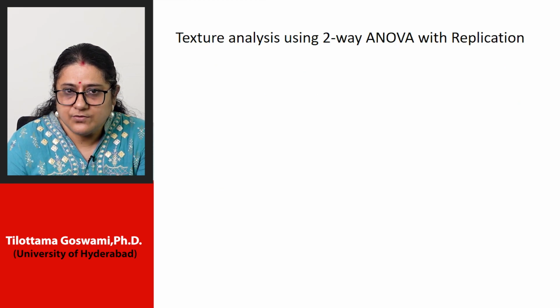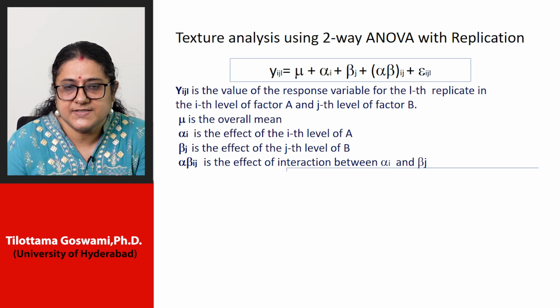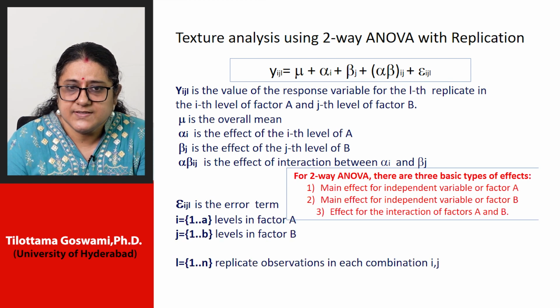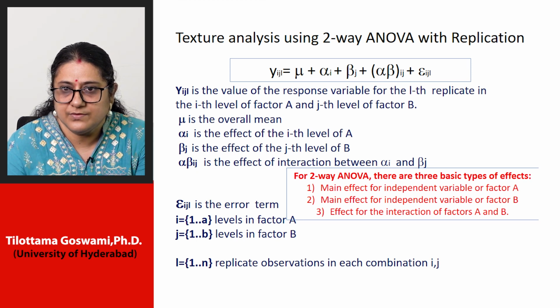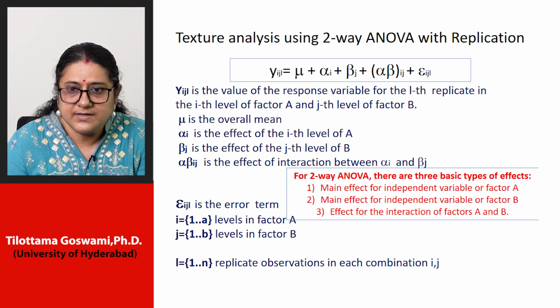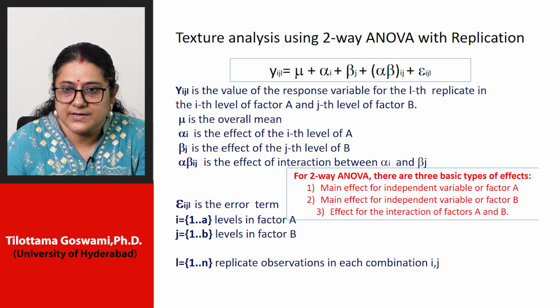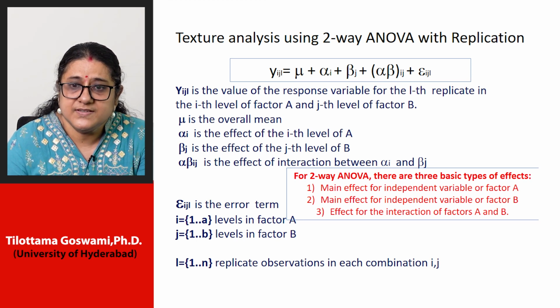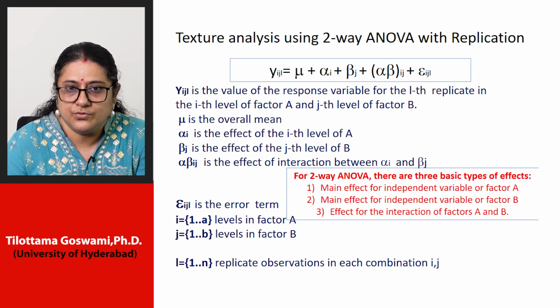There are two-way ANOVA tests and three-way ANOVA tests. This is a two-way ANOVA test, conducted for the presence of two sources of variability, that is the row effect and the column effect. This is the formula for the two-way ANOVA with replication, and we get three types of effects: the main effect for factor A, here it is row, the main effect for factor B, which is column, and whether there is any interaction between the row and the column.